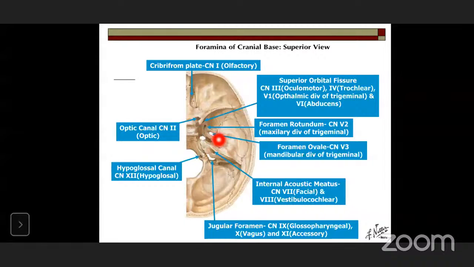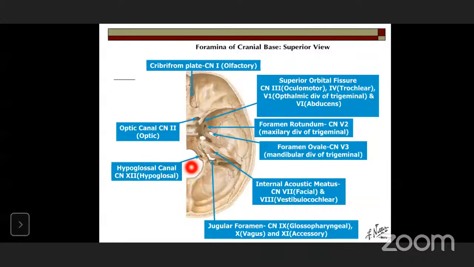Then comes the foramen ovale. Foramen ovale carries the third division of the trigeminal nerve, that is called the mandibular division of the trigeminal nerve. Trigeminal means 3 divisions will be there: ophthalmic, maxillary, and mandibular division. Then comes the internal acoustic meatus. That carries cranial nerve 7, the facial nerve, and the eighth one is called the vestibulocochlear. These two nerves come out from the internal acoustic meatus.